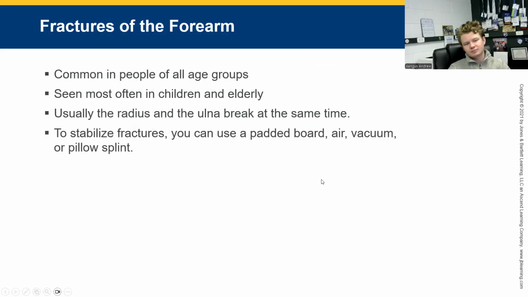Forearm fractures, really common. Falls, running into things, anything like that, especially where we put our arm out to try and brace ourselves, we can get a fracture of these, and we splint them. Pretty simple.